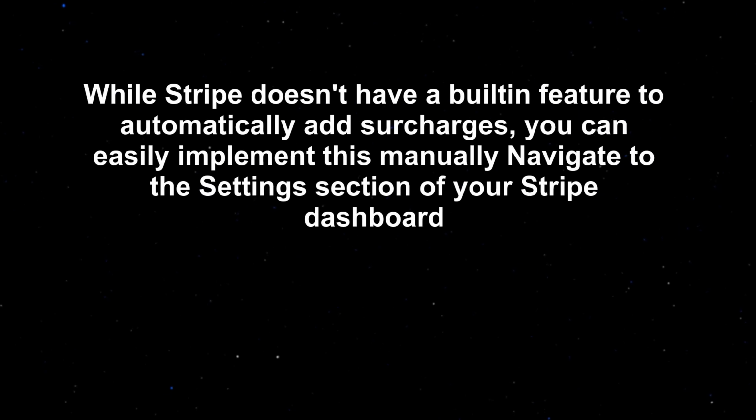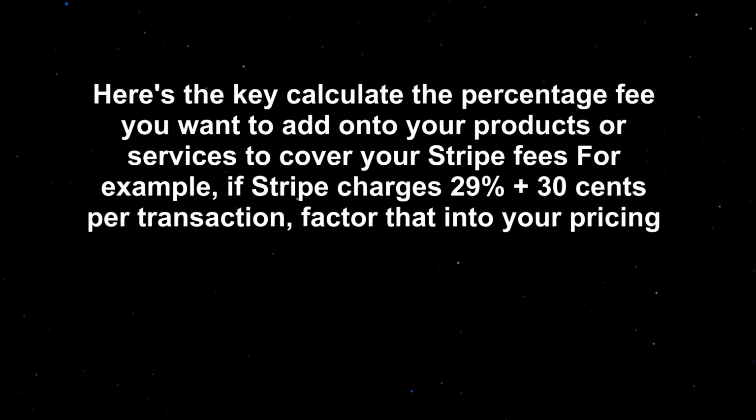While Stripe doesn't have a built-in feature to automatically add surcharges, you can easily implement this manually. Navigate to the settings section of your Stripe dashboard. Here's the key: calculate the percentage fee you want to add onto your products or services to cover your Stripe fees. For example, if Stripe charges 2.9% plus 30 cents per transaction, factor that into your pricing.